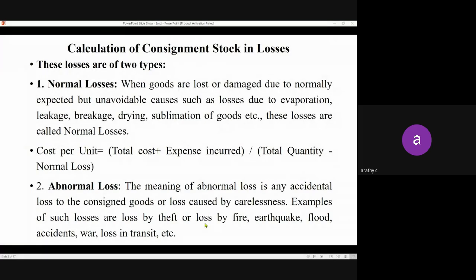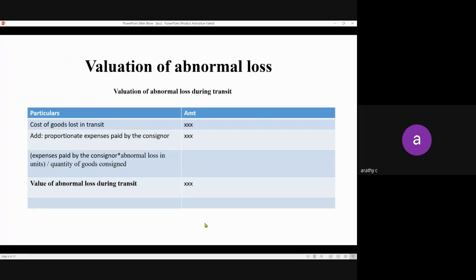And in the case of abnormal loss, it is an accidental loss. It is caused due to accident or caused by some carelessness. Examples are loss by theft or fire, earthquake, flood, accident, etc. This type of loss comes under abnormal losses. It can be avoided. So this abnormal loss can be calculated under this formula, that is valuation of abnormal loss during transit.